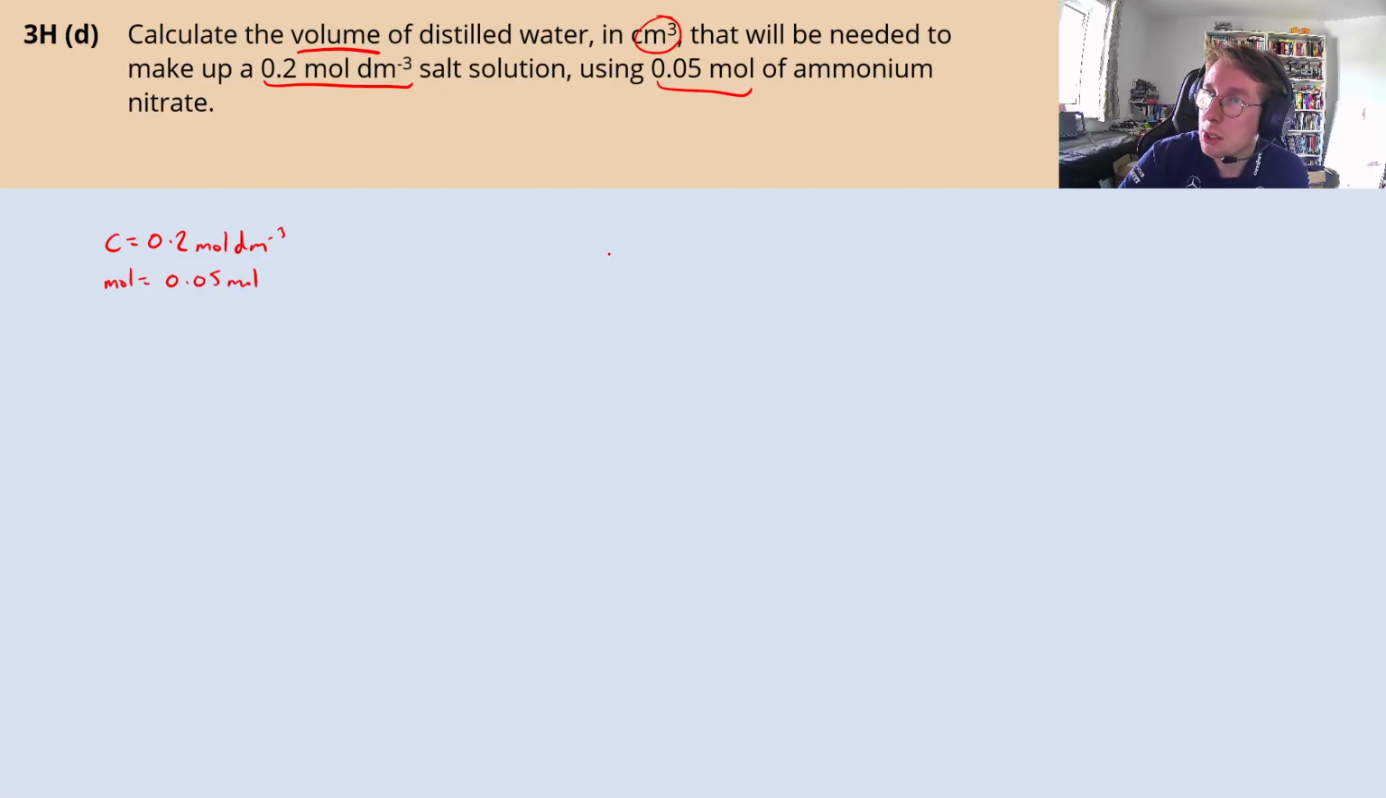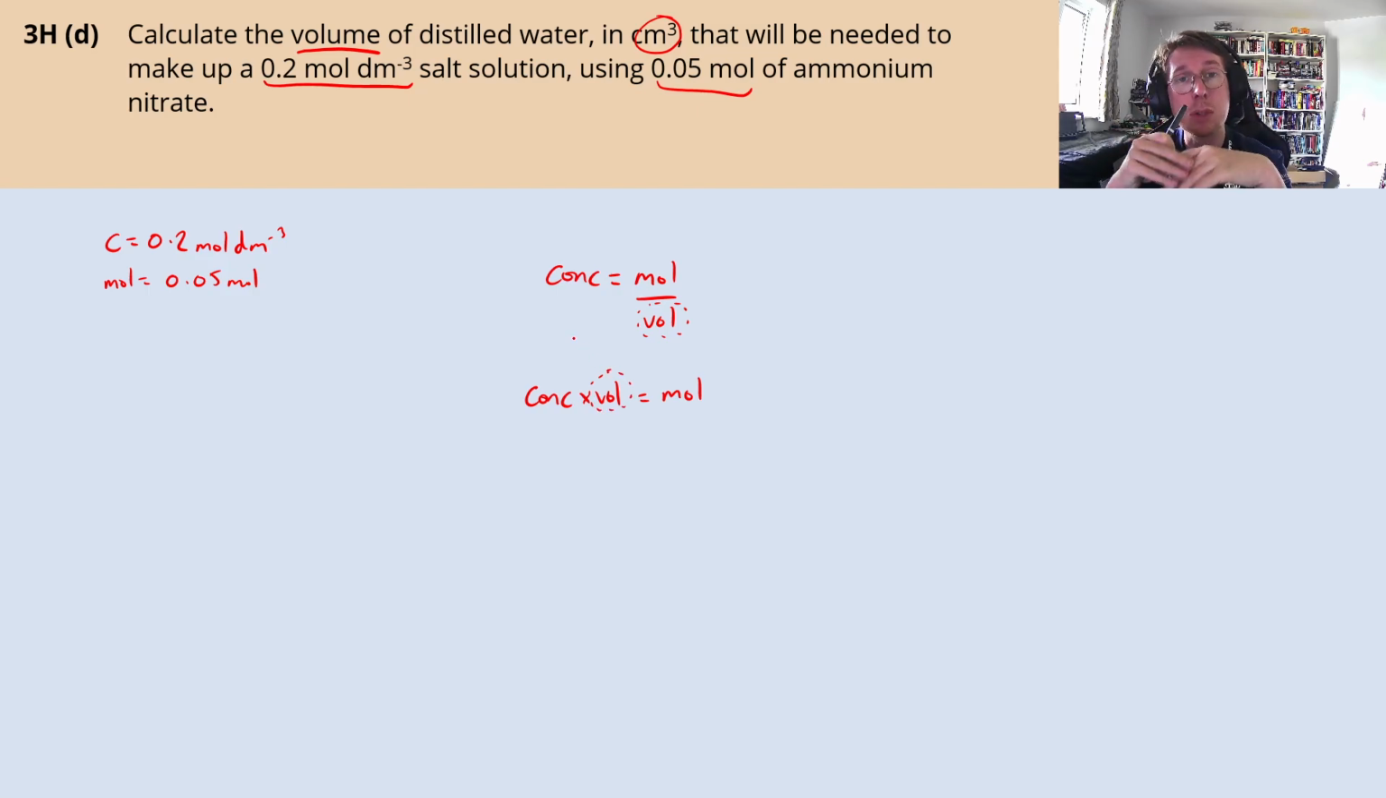There we go. So thinking about our equation from before, concentration equals moles divided by volume. Now we want to get volume on its own on one side. Because it's on the bottom of the equation here, under that line, it's being divided by, we can't just do this in one step. So what we're going to have to do first is do what we did before, multiply both sides by the volume. So concentration multiplied by volume is equal to the number of moles.